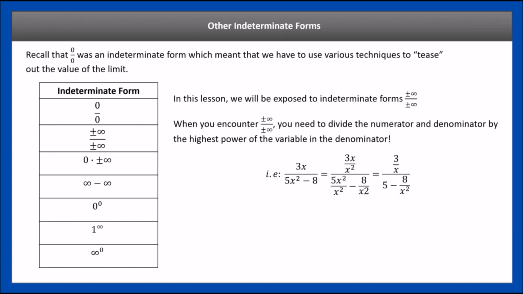If we have the rational function 3x over 5x squared minus 8, notice that the highest power of the denominator is 2, x to the second power. So we divide by x to the second power in the numerator and denominator. The x squareds cancel in the denominator, leaving us with 5. We get 8 over x to the second power, and that should be an x raised to the second power, by the way. Then one of these x's cancels, leaving us with this fraction here.